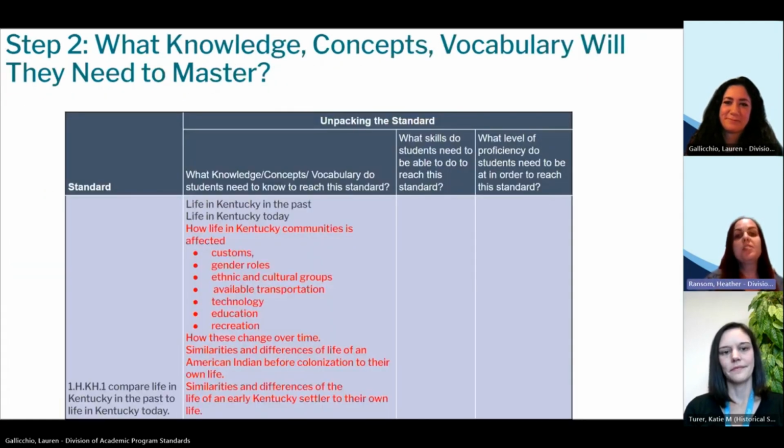So taking what we just looked at for the disciplinary clarifications, we can add to that section about the knowledge that students can gain to help them with this standard. And so you can see there the different components that I just read have been added as considerations for knowledge that students can gain to help with this standard.